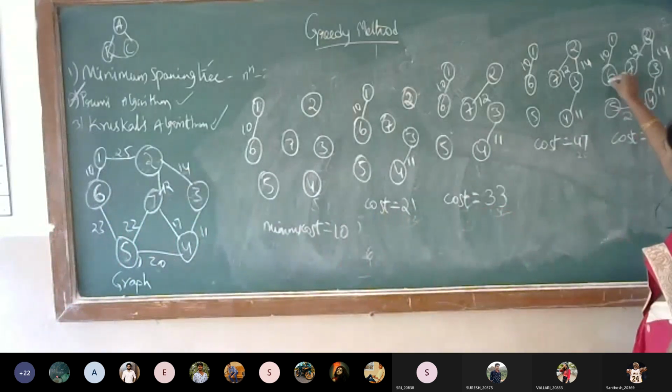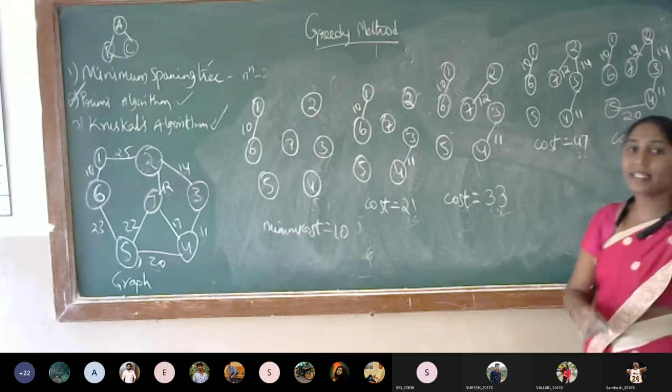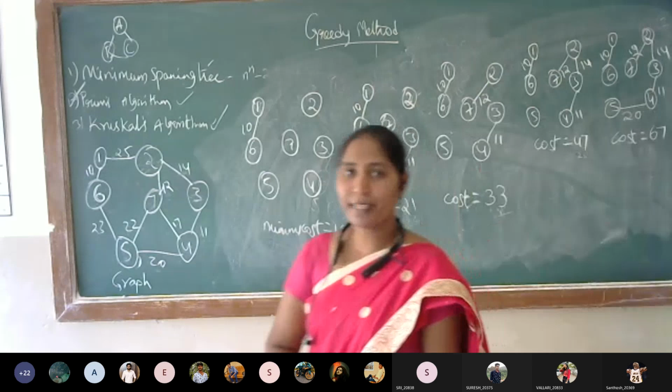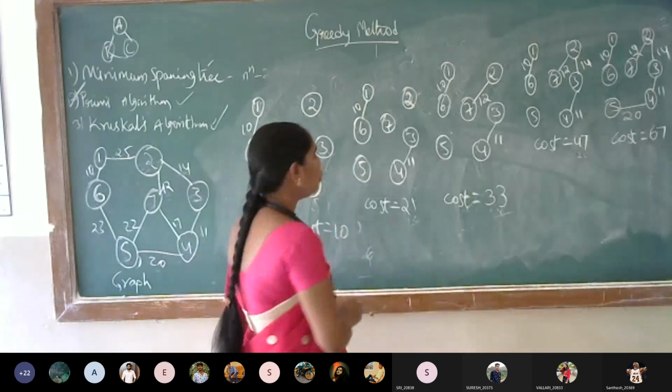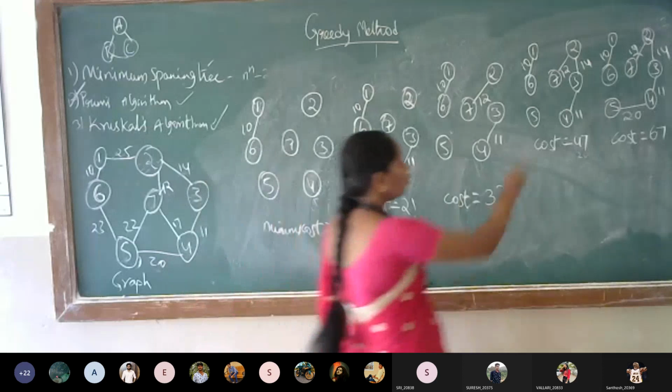Suppose I take 7 to 5. Again this particular edge has to be visited, right? So if I connect it here, then it will be what? A cyclic graph. So I should remove that particular cyclic graph. So in order to remove that one, I'll be taking that edge between 6 to 5.